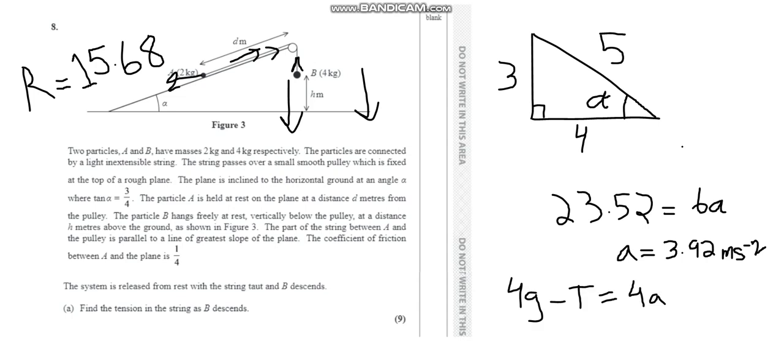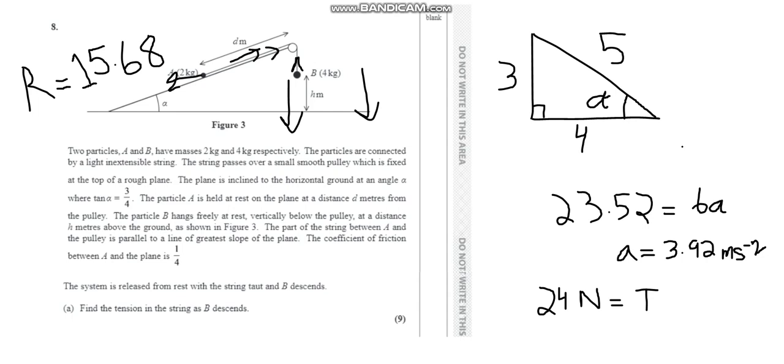Just plug it back into the equation. Use this equation to plug in the value of a, because they said to find the tension in the string as B descends. To make T the subject, I'll add T to both sides and take away 4a. After simplifying the g and the a value, I'll get 24 newtons to 1 decimal place as our T value, or the tension.